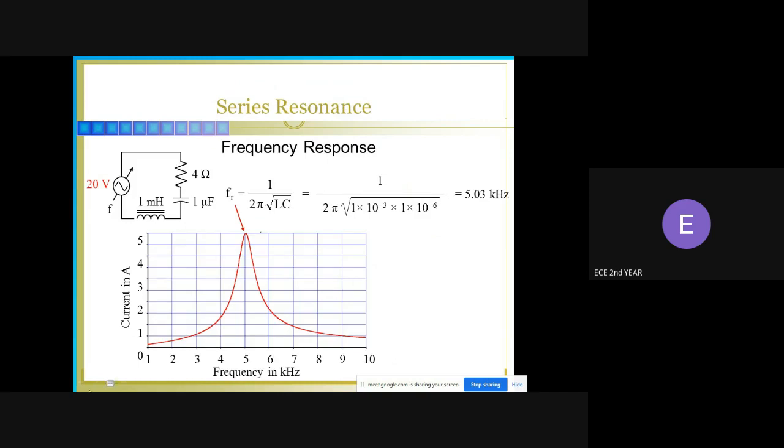Now we can draw the graph. This is 0, this is current, and this is frequency. As the frequency is increasing, the frequency here is 5.03. So we get the frequency FR equal to 5.03 kilohertz. In this condition, XL equal to XC.